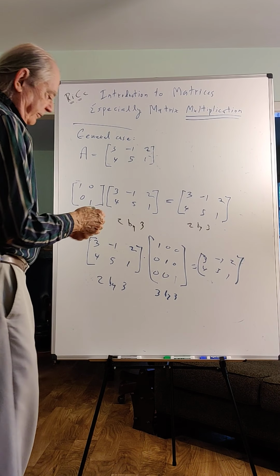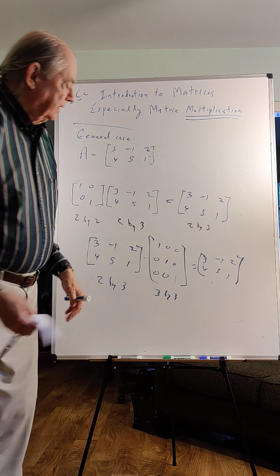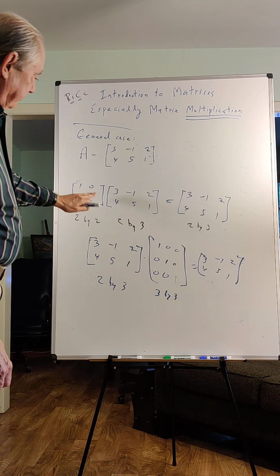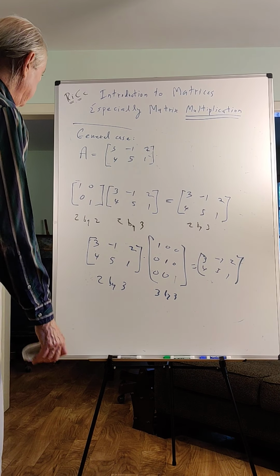So these identity matrices behave like the number 1 does. So you multiply any number by 1, you get that number back. If you multiply any matrix by an identity matrix, you get that matrix back again.